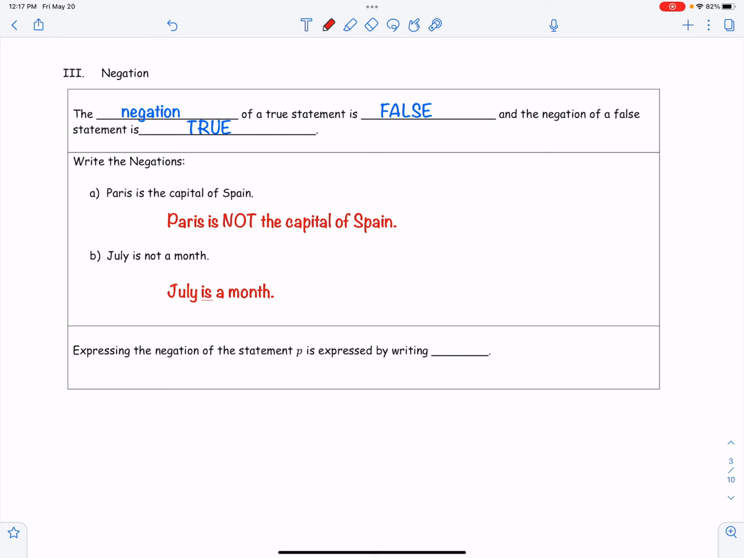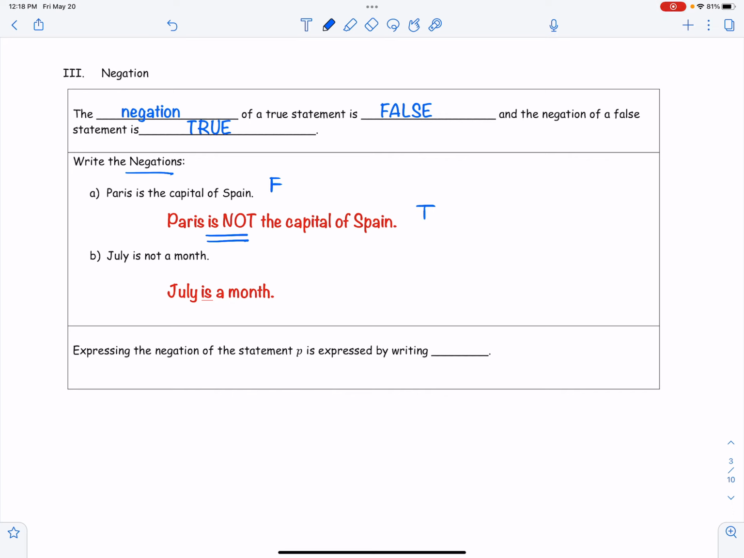So again, I've given you a couple of examples here. If you're asked to write a negation, you're just flipping the statement around to look at the opposite. So if the statement says Paris is the capital of Spain, the negation of that would be Paris is not the capital of Spain. And notice they always have opposite truth values. In this case, the statement is false. Paris is not the capital of Spain, so that makes the negation true.